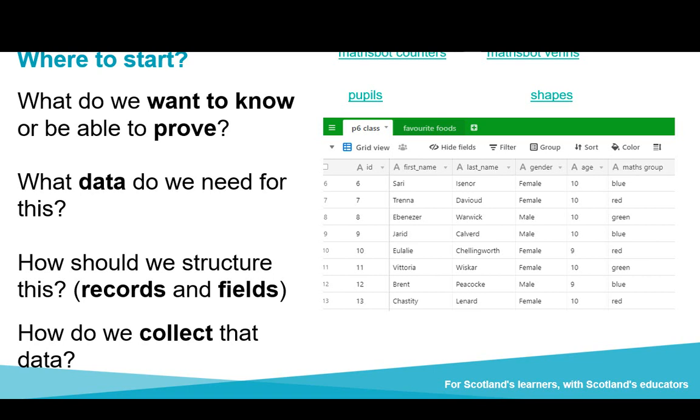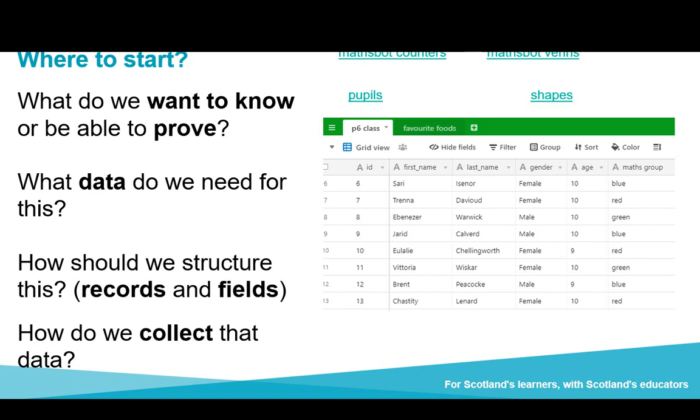But where to start? Well, what we want to do in terms of learning and teaching here, we want to know something, we want to be able to prove something, and we need the data to be able to do that. So again, it's about learners being able to identify what their need is, what this problem is that they need to solve, and the data that they require to be able to solve that.